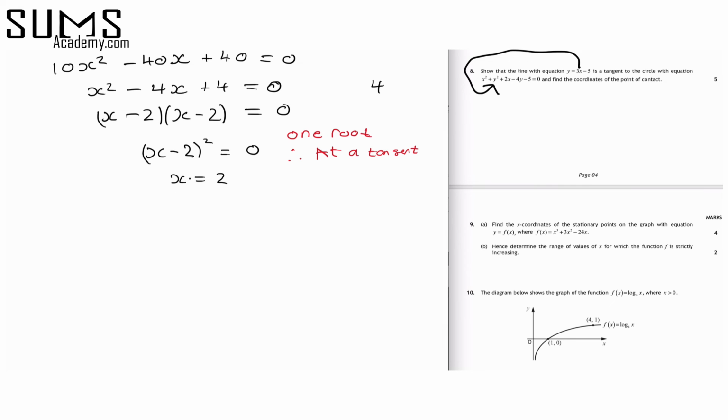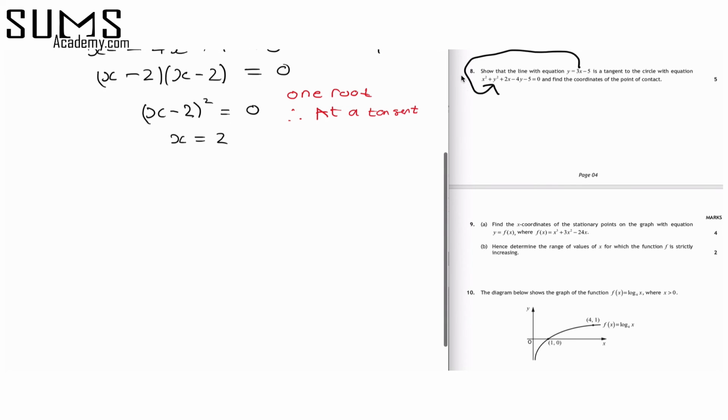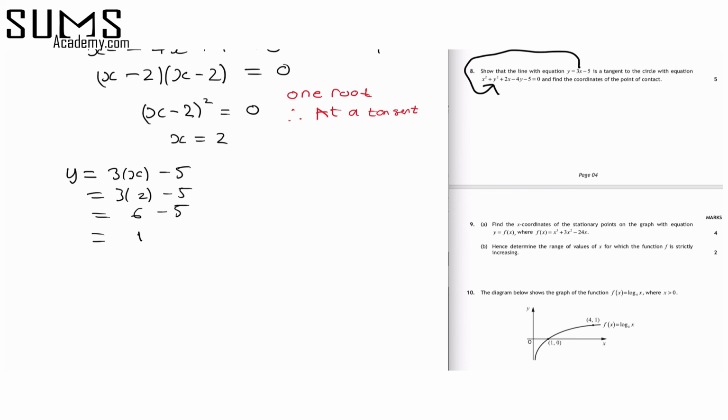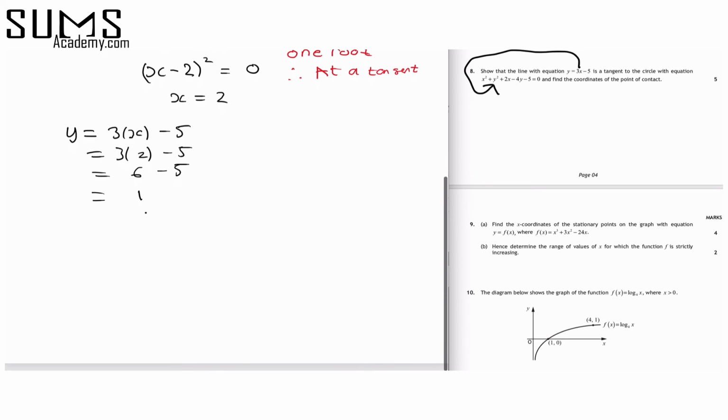This means we need to use this x equals 2 and figure out what our y point is. We've already got a formula for y, so y equals 3x minus 5. Now we're going to put in our 2, so 3 times 2 minus 5, so 6 minus 5 equals 1. So you'd write something like the point of contact is (2, 1).